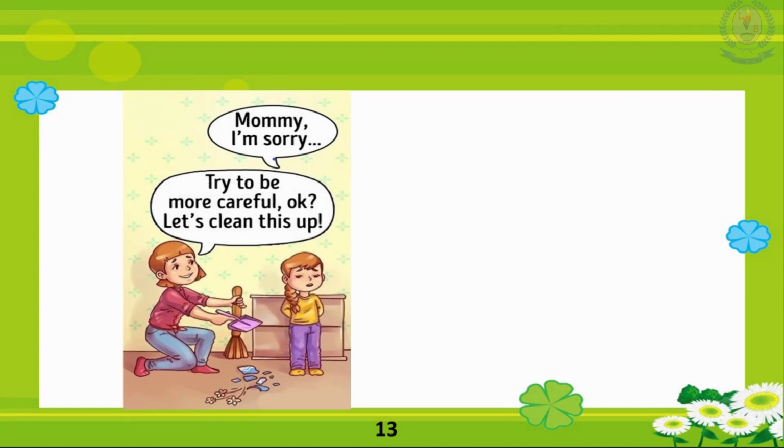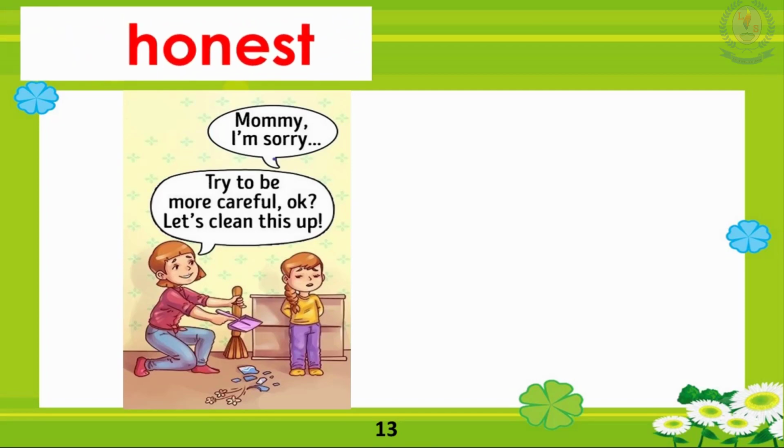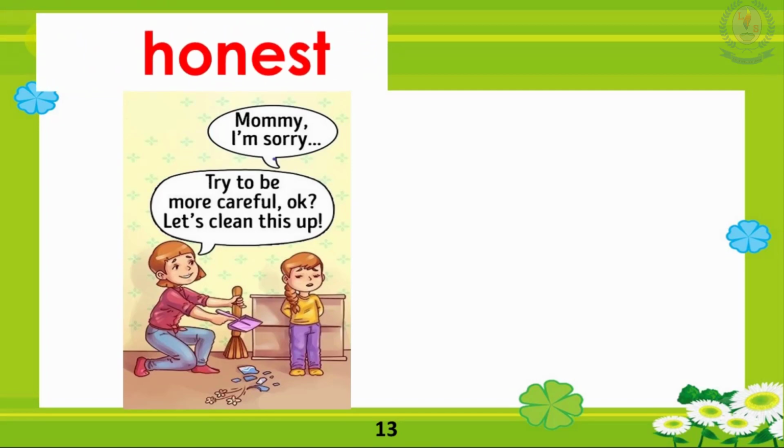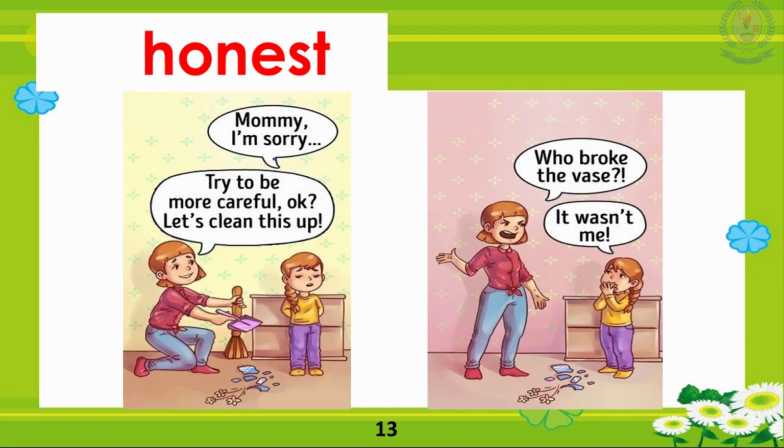Now look at this picture. This girl has broken a vase and she apologizes for her mistake. She says to her mother, "Mommy, I'm sorry." Then her mother says, "Try to be more careful, okay? Let's clean this up." Did you see? This girl is an honest girl. She's an honest girl.